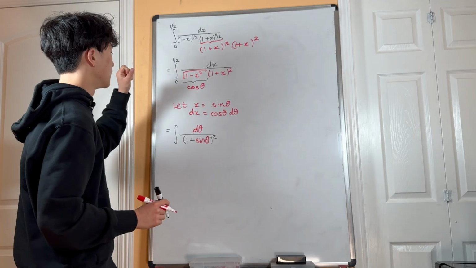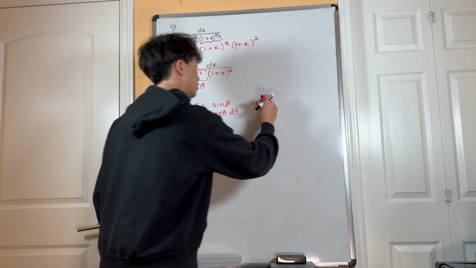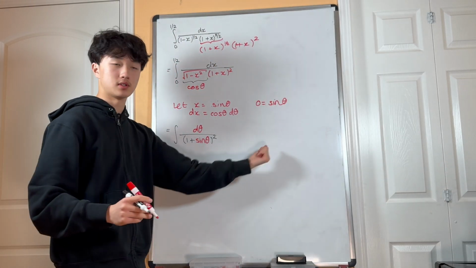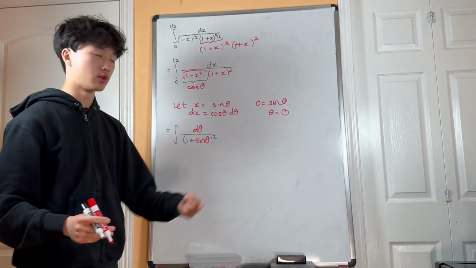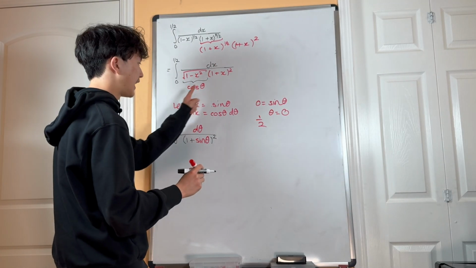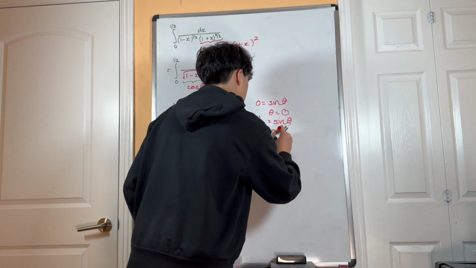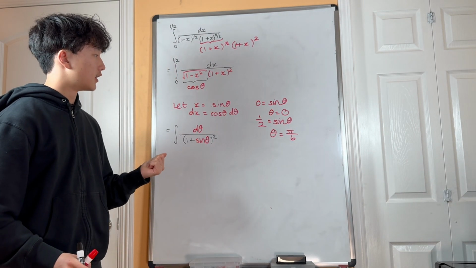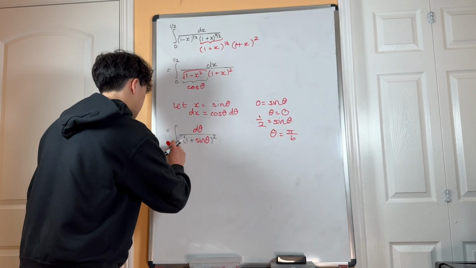We can work out the bounds. When x is 0, what is theta? Well, when x is 0, we want sine theta to be equal to 0, so theta has to be 0. That's pretty obvious, I'd say, because sine 0 is 0. For the upper bound, we want x equals 1/2, so 1/2 equals sine theta. For this to happen, you could figure out that theta equals pi over 6, because sine of pi over 6 gives you 1/2. So we're going to integrate from 0 to pi over 6.